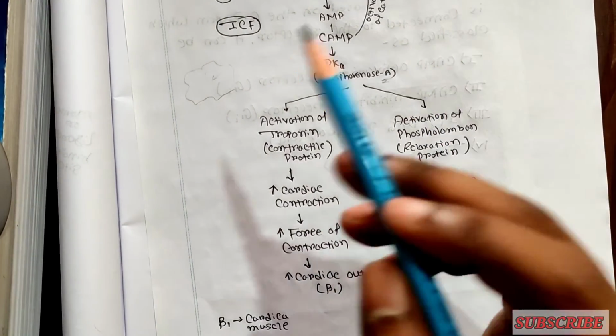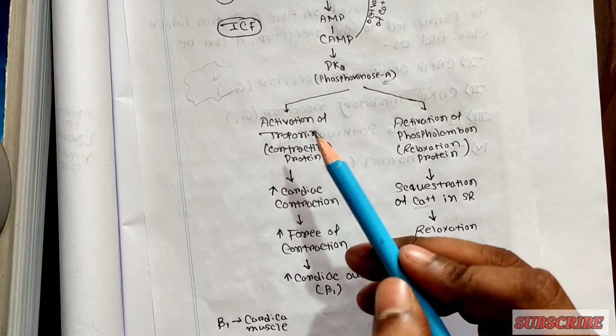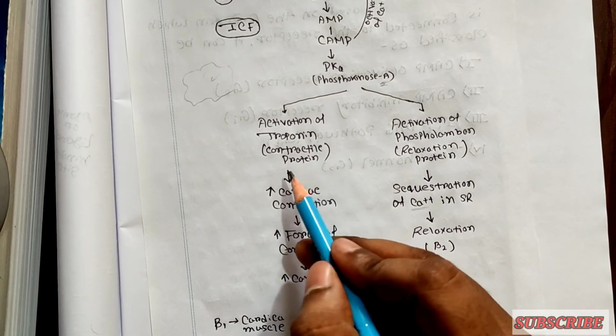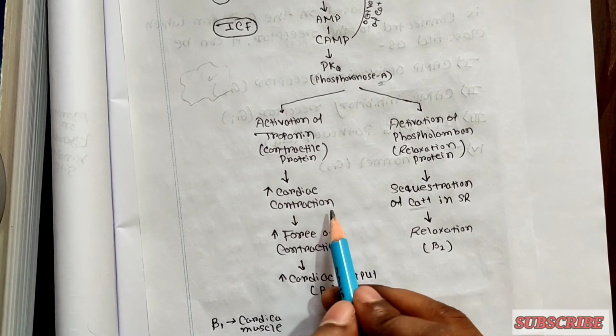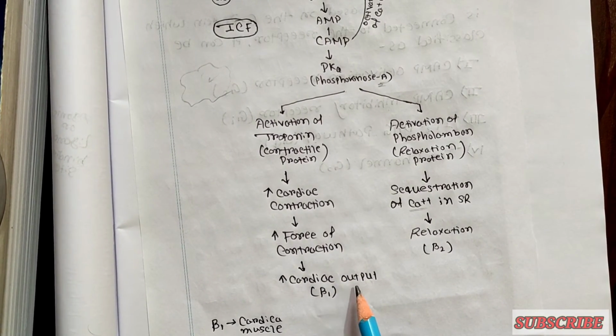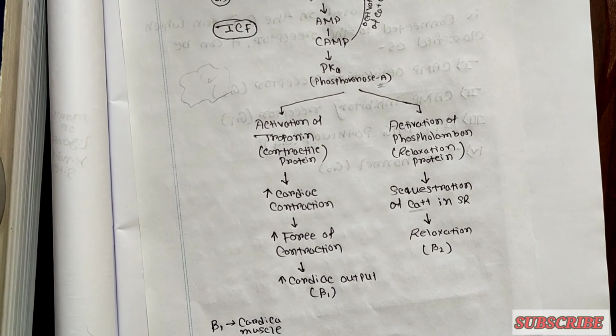In the case of cardiac muscles, we know the beta 1 receptor is present on the cardiac muscles, so there is activation of troponin. So what will it do? It will increase the cardiac contraction, increase the force of contraction, and increase the cardiac output. So this is all about the cAMP activation receptor.